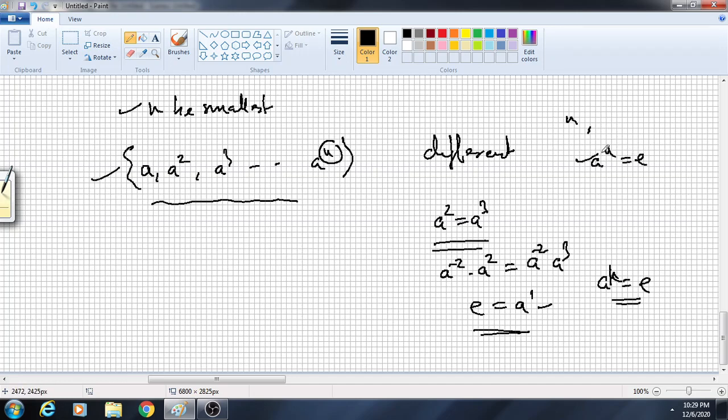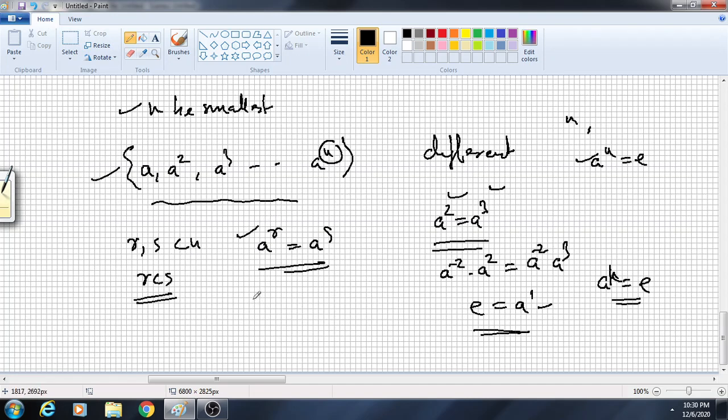So how do you write it rigorously? How will you write this argument more carefully? We are claiming that each of these elements is different. Suppose it is not so. Then we can find integers r, s, which are less than n, with r less than s, and with the property that a raised to r is equal to a raised to s, just like here.